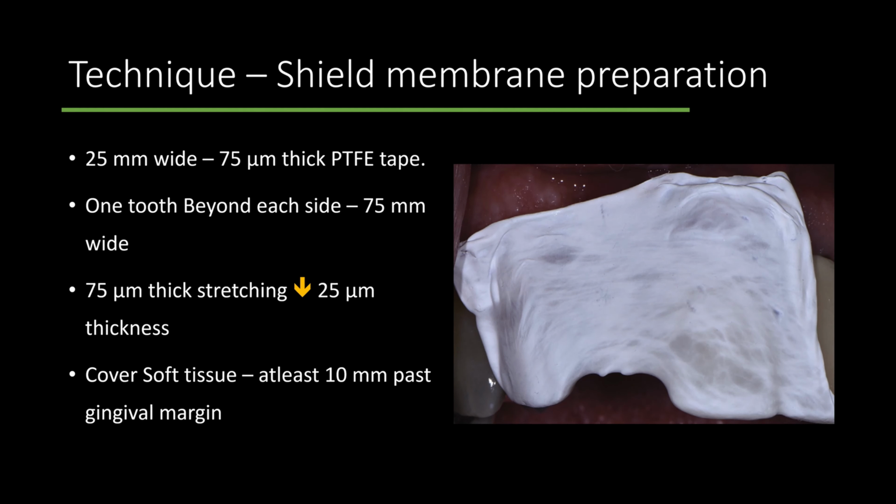The polytetrafluoroethylene tape is prepared by cutting the appropriate length of sterilized, 25 mm wide, 75 micrometer thick tape. The length should extend at least 1 tooth beyond each side of the implant area. Stretch the tape up to a width of 75 mm. The properties of polytetrafluoroethylene allow it to be stretched without tearing. As confirmed by measuring with a thickness gauge, stretching the PTFE to 75 mm consistently decreases the thickness to about 25 micrometers. The facial and lingual portions should extend at least 10 mm past the gingival margins without any folds.